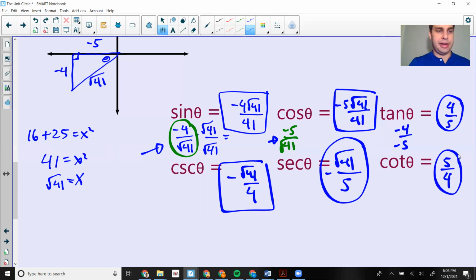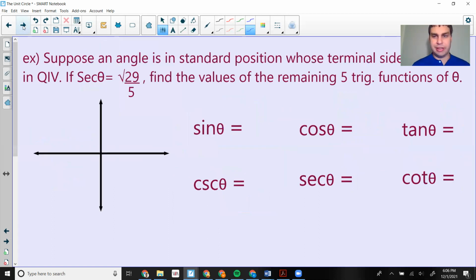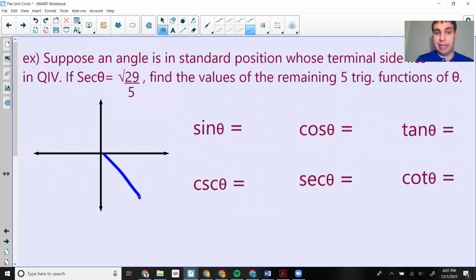Okay. All right, let's try another type of problem. All right, this one says, suppose an angle is in standard position whose terminal side lies in quadrant 4. All right, so it's going to be over there. It says if secant of theta equals the square root of 29 over 5, find the values of the remaining 5 trig functions of theta. So it says remaining 5. They already gave us 1. We can fill that in right away. This is the square root of 29 over 5 for secant.